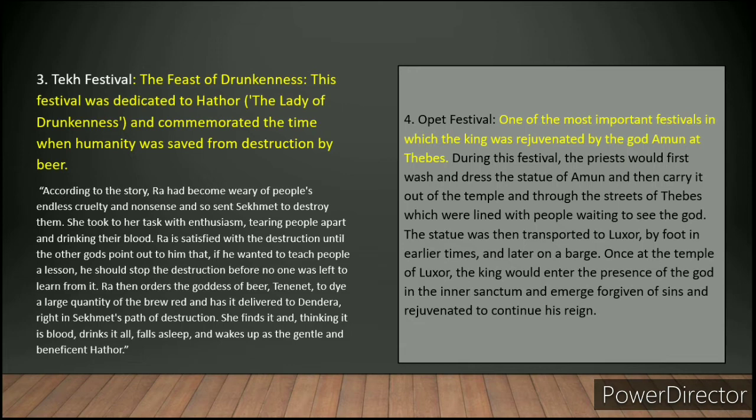During this festival, the priests would first wash and dress the statue of Amun and then carry it out of the temple and through the streets of Thebes, which were lined with people waiting to see the god. The statue was then transported to Luxor by foot in earlier times and later on a barge. Once at the temple of Luxor, the king would enter the presence of the god in the inner sanctum and emerge forgiven of sins and rejuvenated to continue his reign.